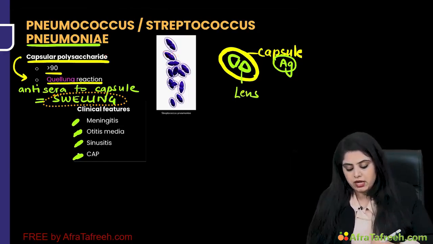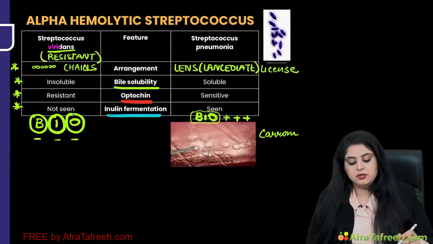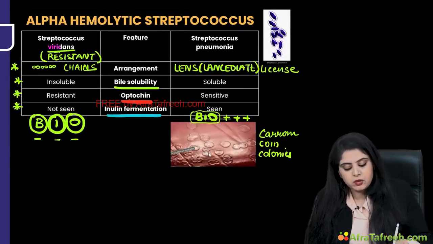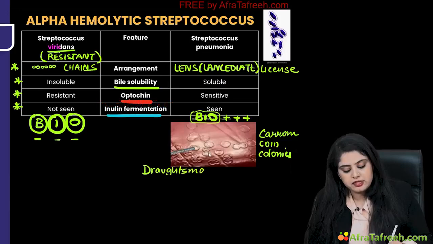And what is he going to do? Now he's going to enjoy life and he's going to play carom in the department. So these are known as carom coin colonies. What is the other name for carom coin colonies? They are also referred to as the draughtsman colonies. They are also known as draughtsman colonies.